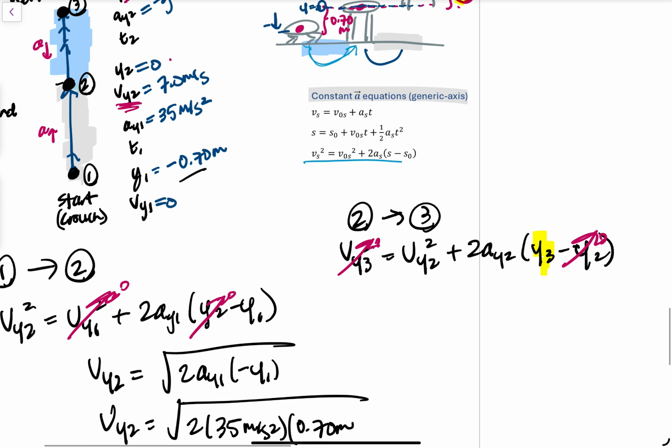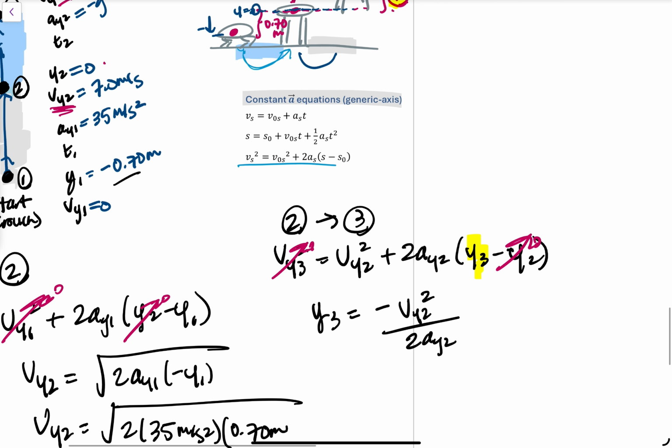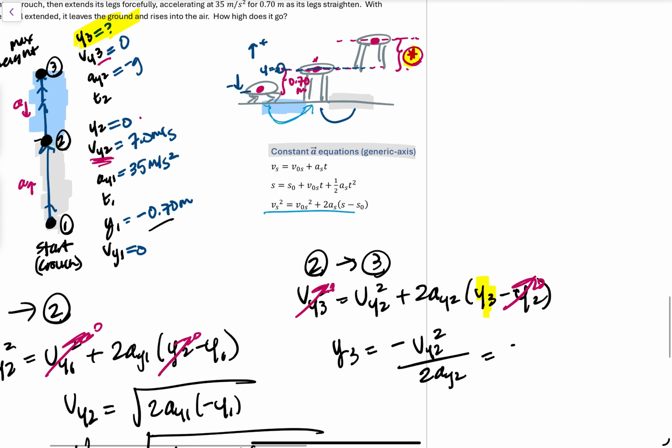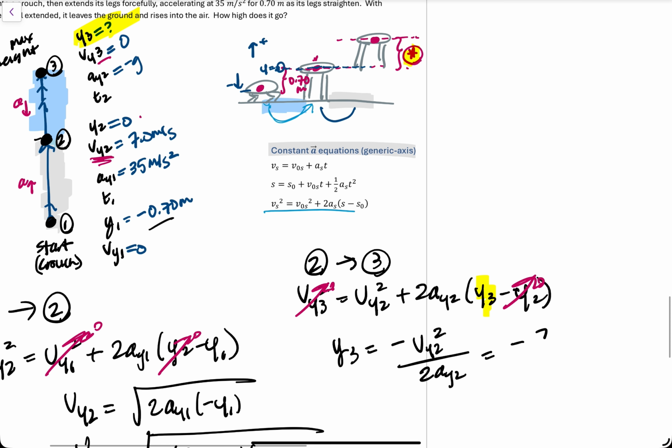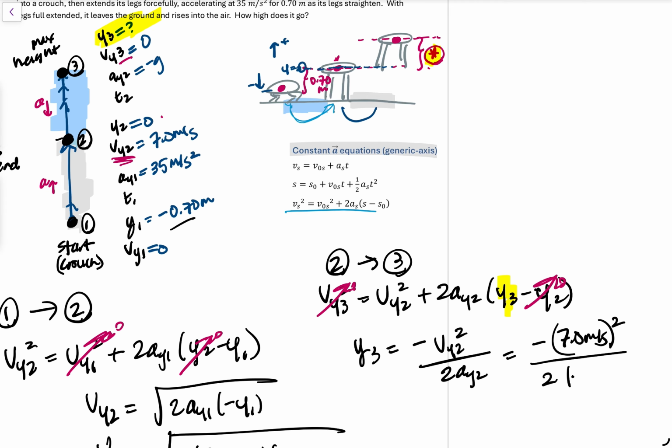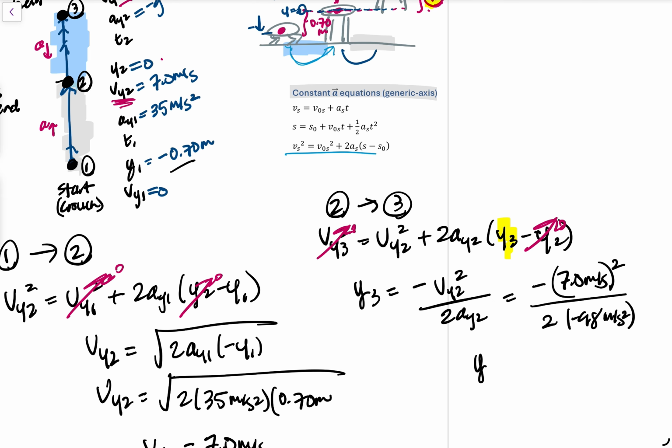So let's rearrange that. So we're going to say y3 is equal to negative vy2 squared over 2ay2. And if we plug in our numbers here, so negative of the 7 meters per second, we're going to square that. We have 2 and negative g, so negative 9.8 meters per second squared. So those negatives take care of themselves, and we end up with y3 is equal to 2.5 meters. So that's going to be our final answer.